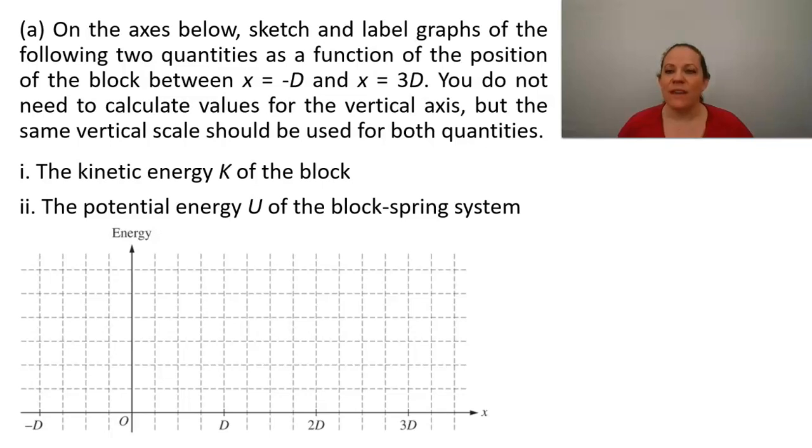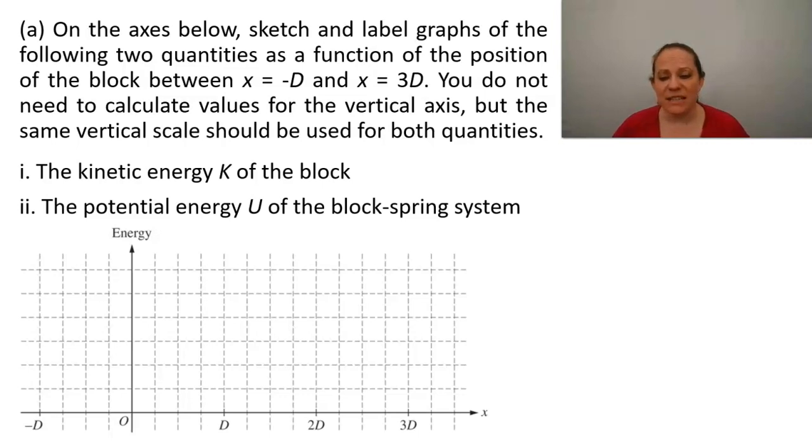Part A. On the axes below, sketch and label graphs of the following 2 quantities as a function of the position of the block between x equals negative d and x equals 3d. You do not need to calculate values for the vertical axis, but the same vertical scale should be used for both quantities. Part 1 is sketching the kinetic energy K of the block, and part 2 is sketching the potential energy U of the block spring system.